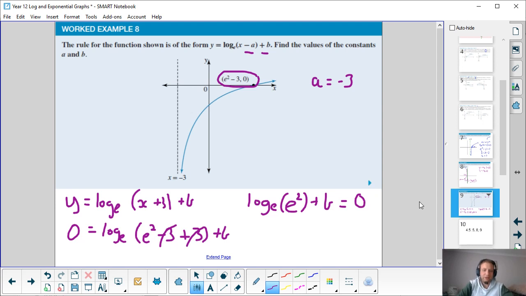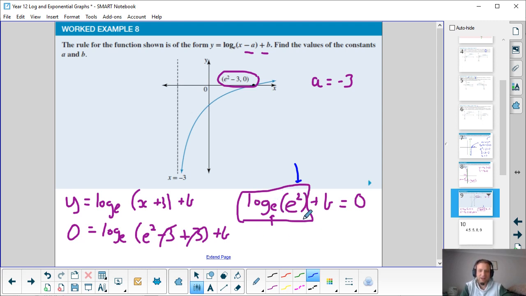Now we just have to use a little bit of our logic and thinking about our log laws, or what a log actually means. This part looks complicated, but we just want to turn it into something that's less complicated. So we have to remember that a logarithm is generally asking us a question: what power can I put on this thing here to turn it into that thing there? What power do I need to put on e to turn it into e squared? The power I put on e to turn it into e squared is 2.